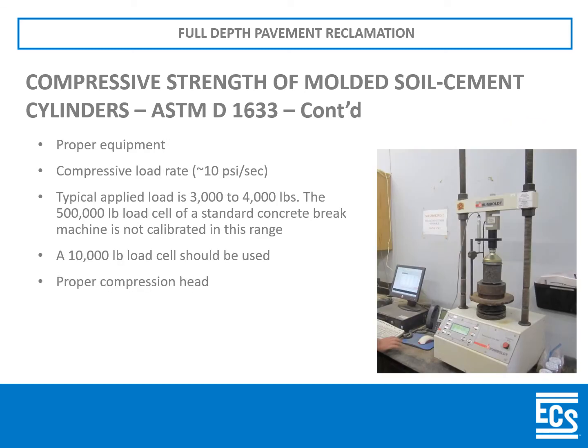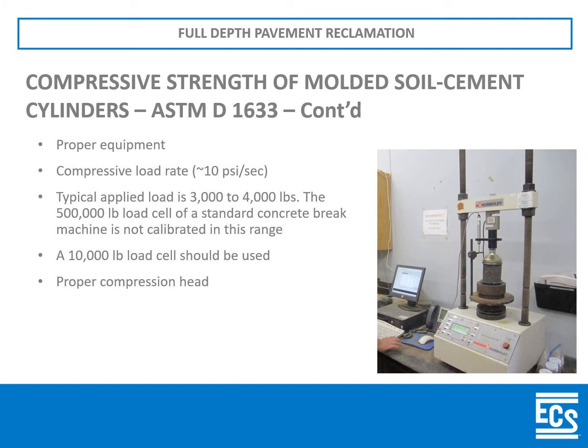Now, once you have the compressive strength specimens molded, you've done the curing process, they're ready to be broken, you need to make sure you have the proper equipment. You cannot break these specimens on a typical concrete break machine. The typical concrete break machine is calibrated, or it has a 500,000 pound load cell, and it's just not calibrated in the low range of what these strength specimens may be broken at.